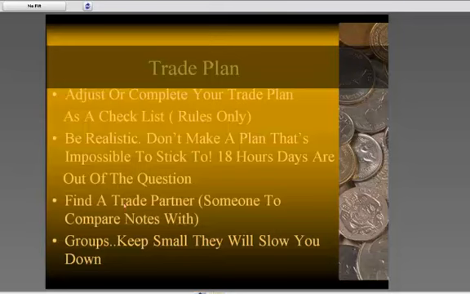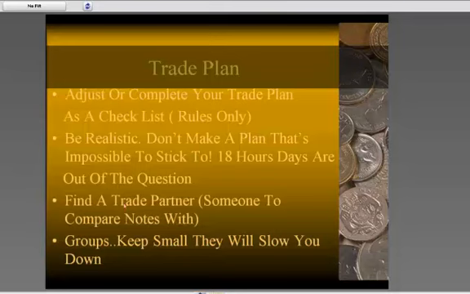Find a trade partner. If you're lost, get a partner. Someone to compare notes with. Now, I know there's a lot of groups developing. I know there's one in New York. I know there's one in California. There's one in Vegas. I can go on and on. They're in Minnesota. I don't really care for these groups that much. And I'm not being mean to anybody, but here's the deal. The groups slow you down.